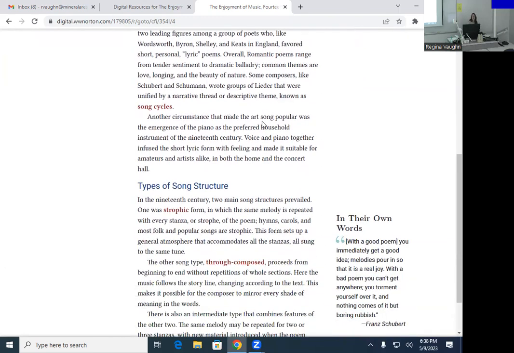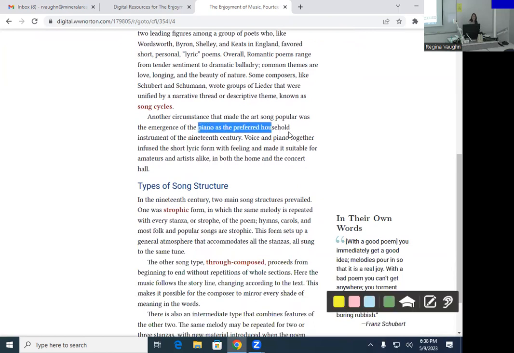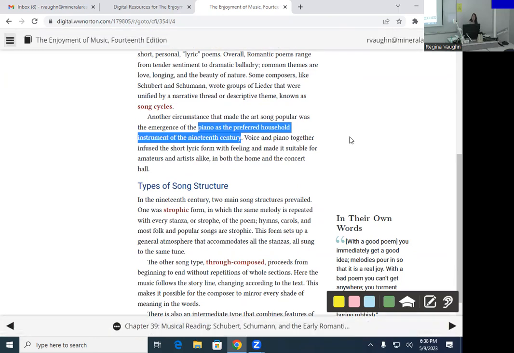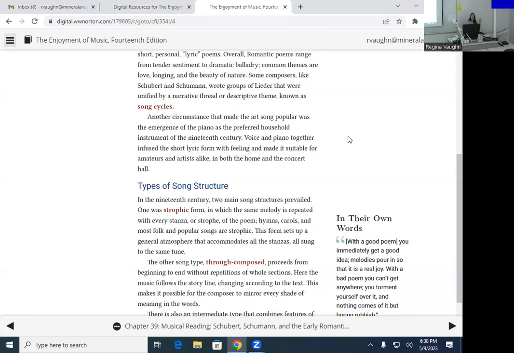Another circumstance that made the art song popular was the fact that pianos were now the preferred household instrument in the 19th century. Pianos were kind of a new thing, very new for Mozart and new for Beethoven. Beethoven used to tear pianos to shreds because their soundboard, where the strings are connected, wasn't very strong yet. Beethoven would play so forcefully that he would rip them to shreds, and he would ruin pianos all the time. But now we're starting to figure out, oh, this kind of wood is much better and much stronger. This will last better and hold its tune better.